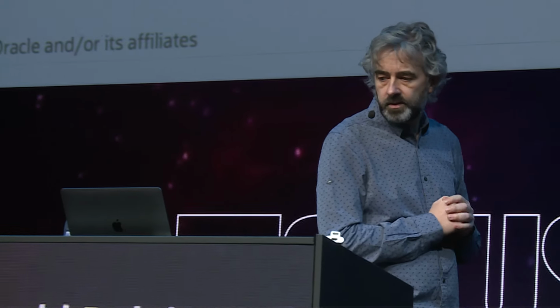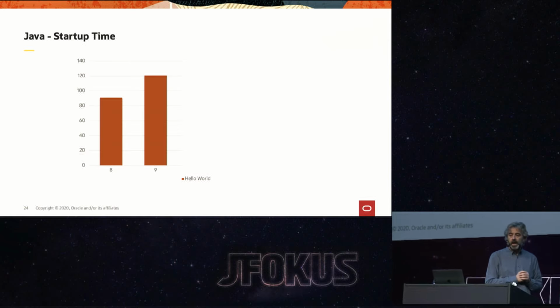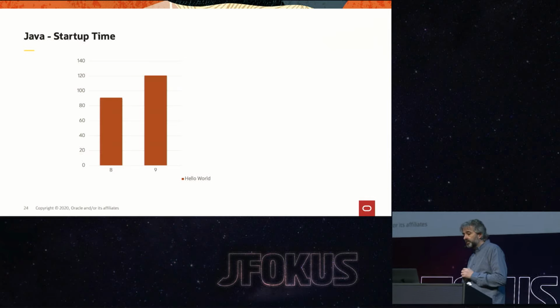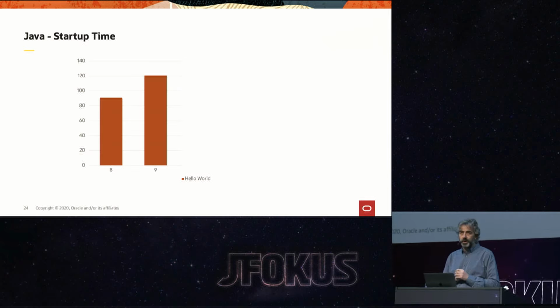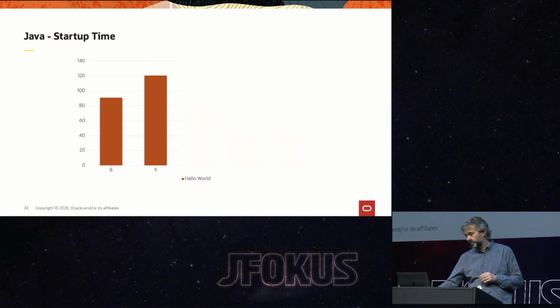So we've talked about what we can do at the container level to reduce the startup time. Now let's look at the Java level. What can we do to improve the startup time? This slide shows the startup time of a simple Hello World application between Java 8 and 9. And clearly, smaller is better. So that clearly means that between 8 and 9, we had a big regression. And there is an easy trick to solve that regression.